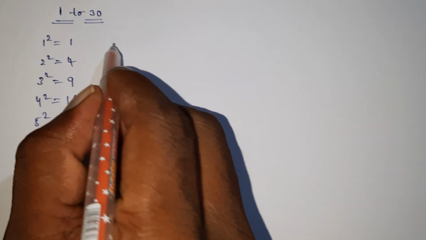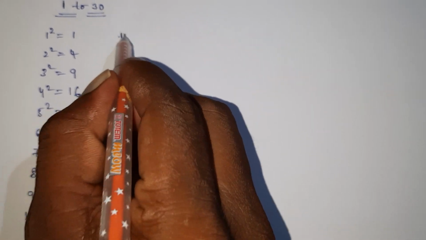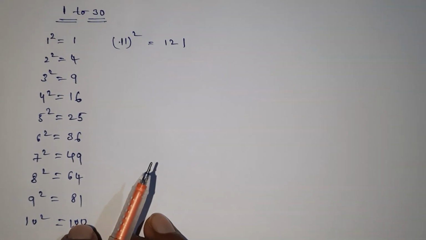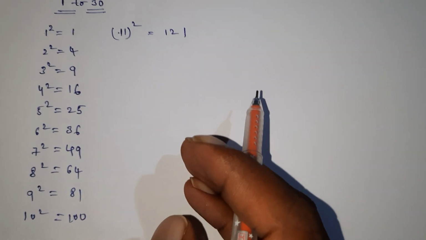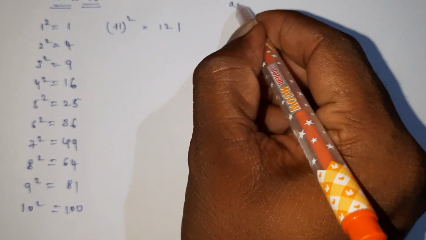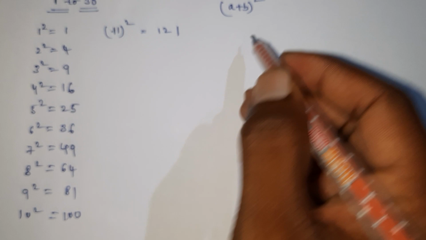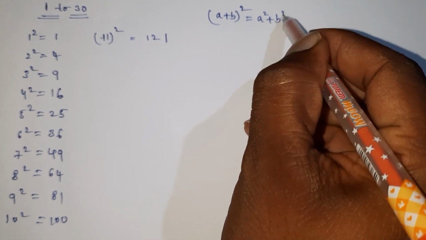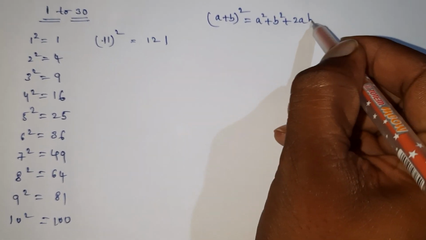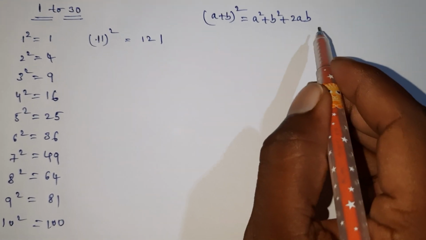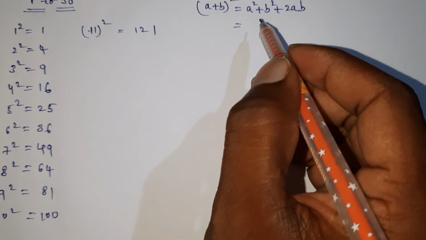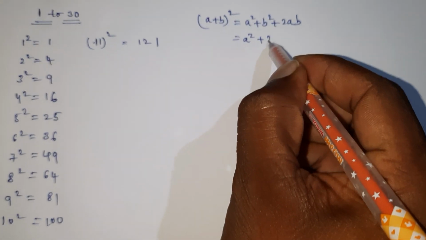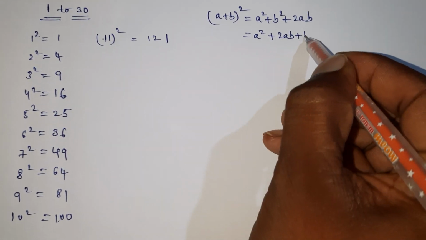Okay, let's see now from 11 square onwards. So 11 square is 121. How to remember easily or how to write fast? Everyone knows the (a plus b) whole square formula: a square plus b square plus 2ab. For our convenience we can read this formula like this: a square plus 2ab plus b square.